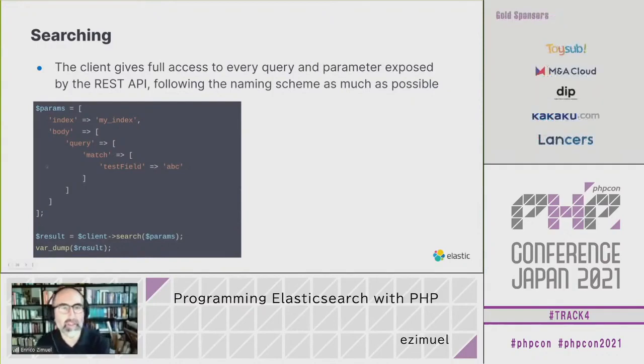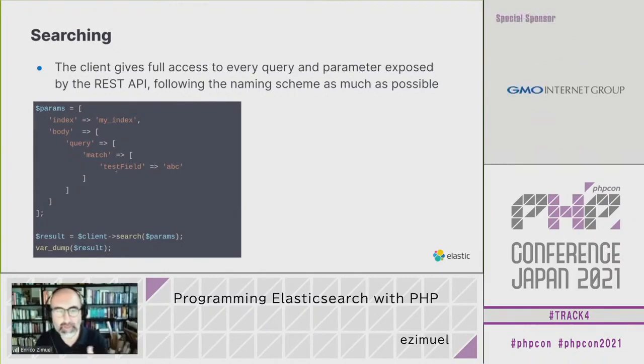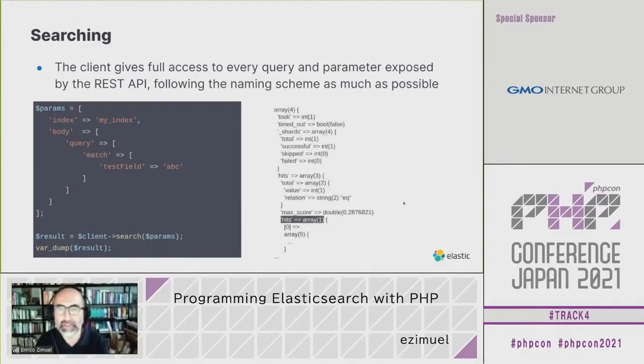In this example, we are searching using the index, my index. So we are searching into this specific index, and this is actually the query. As you notice, all the information regarding the documents is inside the body. So the query operation here is just a match. We are just searching for documents that contain this specific field, named test field, with this specific value, ABC. So this is a very simple search. We pass this parameter to the search endpoint, and this is the result.